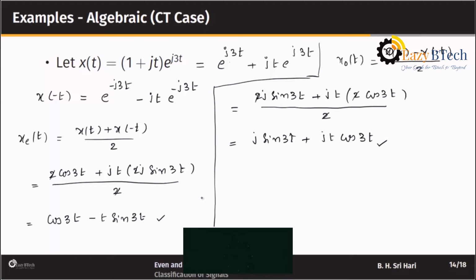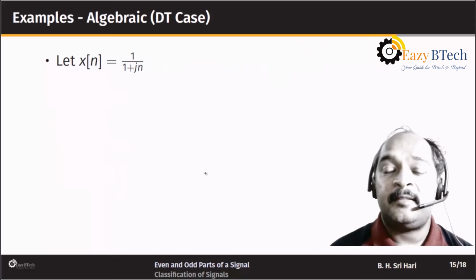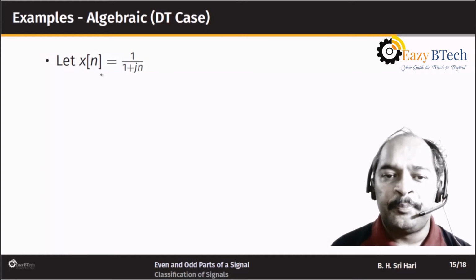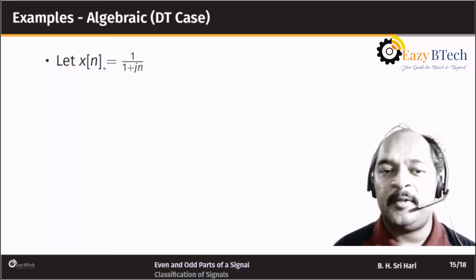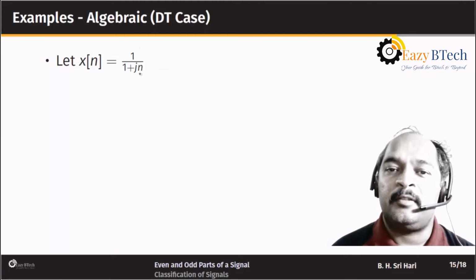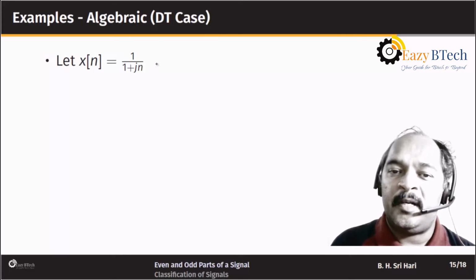In that way, whatever the signal may be, depending upon the problem, you can find the even and odd part of the signal using multiple ways. Next, let us jump into an example for the discrete time case. The signal is given to be x of n equal to 1 by 1 plus jn, and we are asked to evaluate the even and odd parts of the given signal.